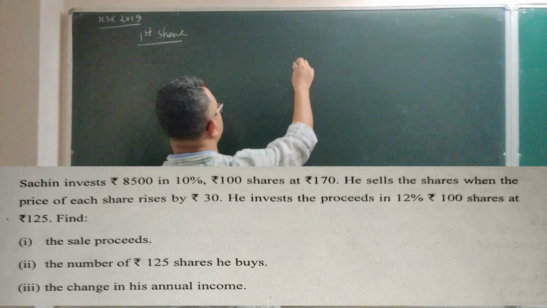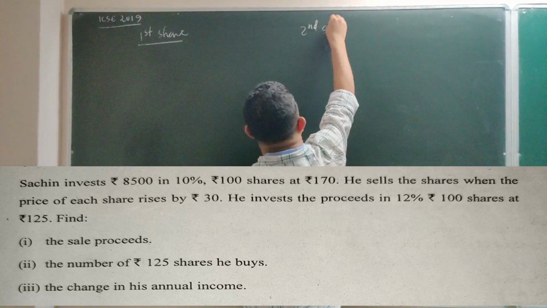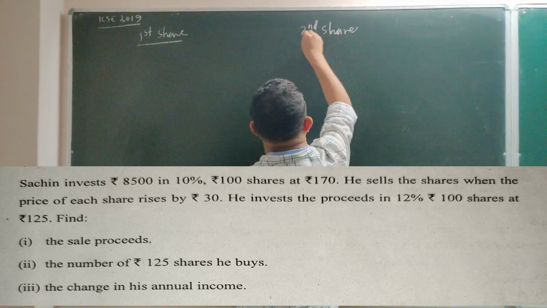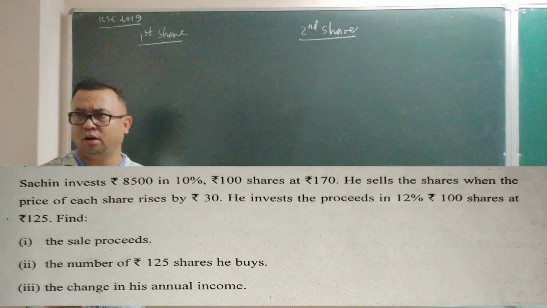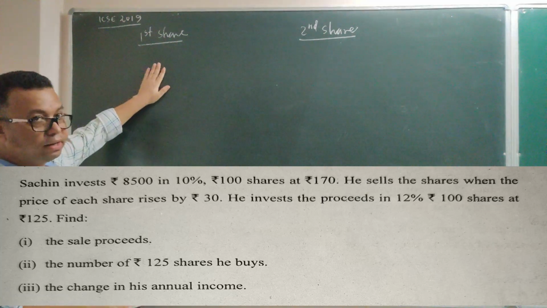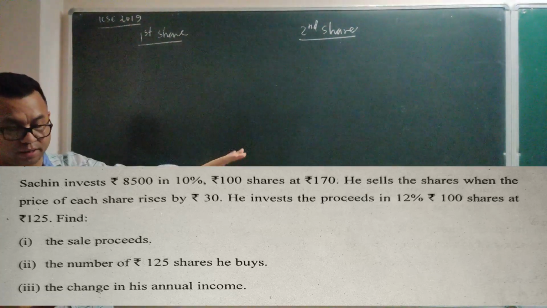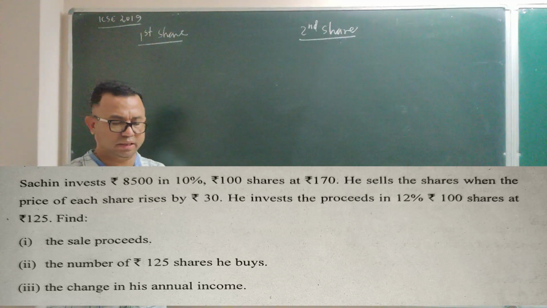And on the right hand side, second share, the second type of share which he is buying. Now all data about the first share I'll write here, and all data about the second share I'm going to write there. So now, what is given about the second share?